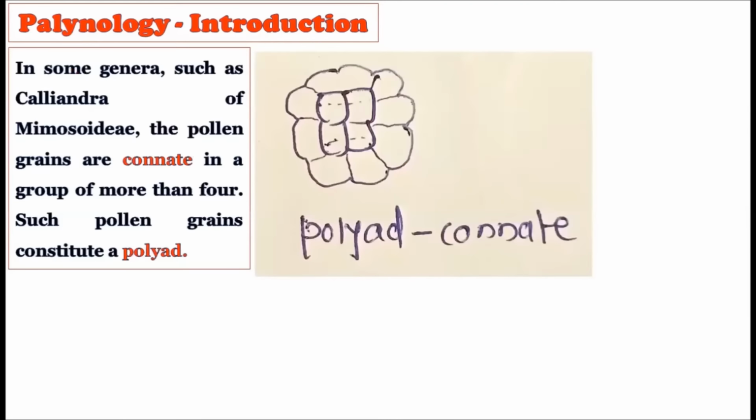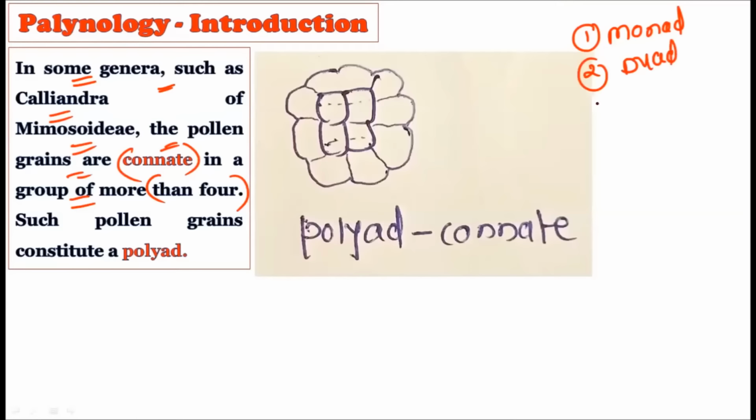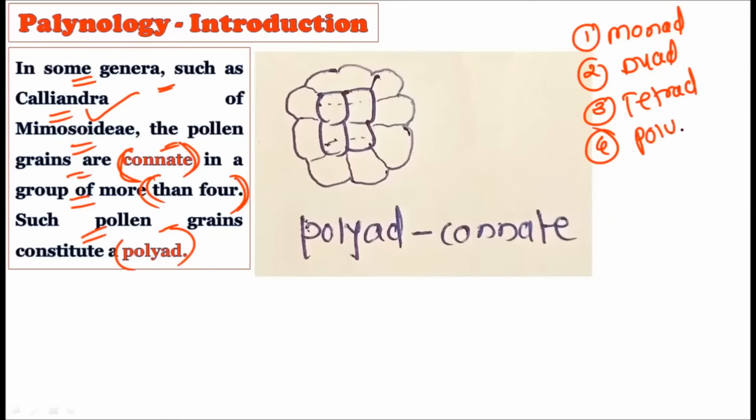See, in some genera such as Calliandra of the Mimosoideae family, the pollen grains are connate in a group of more than four. See, not only four. So actually from the beginning we have classified them as monad, then dyad, then tetrad. Okay, and the meaning of tetrad is that four pollen grains are grouped together. But what happens in certain rare cases, as you can see in the Calliandra genus, is that more than four pollen grains are aggregated together. In such a case, these are called connate, in which there are more than four pollen grains. Such pollen grains constitute the polyad. Okay, so the final type is called the polyad type.